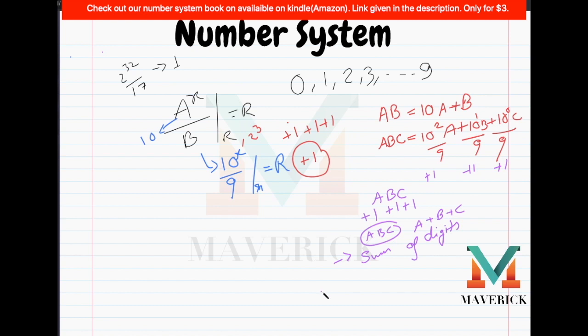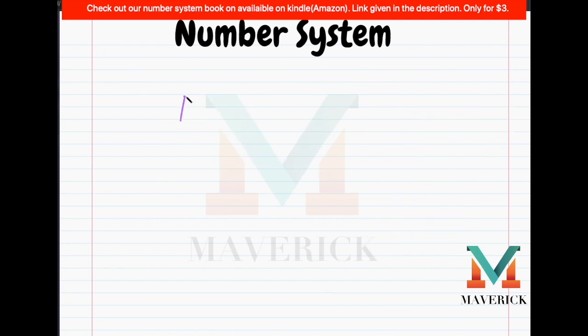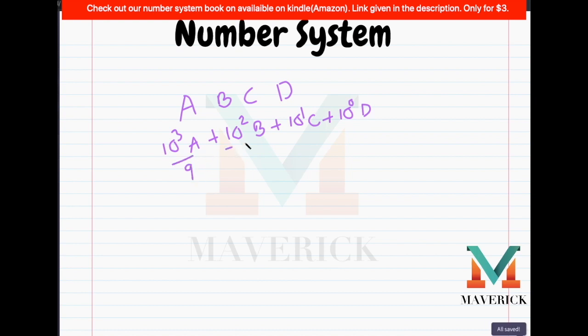So why do we use sum of the digits? You have an answer now. Because even if it's a 4-digit number, A, B, C, D, you can expand and write this as 10 cube A plus 10 square B plus 10 raised to 1 C. I'm writing 10 raised to 0 D so that you can get the pattern. Now if I am using 9 here, this will explain the divisibility rule for 9.